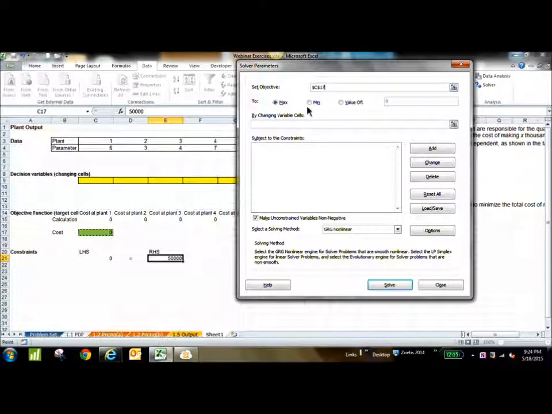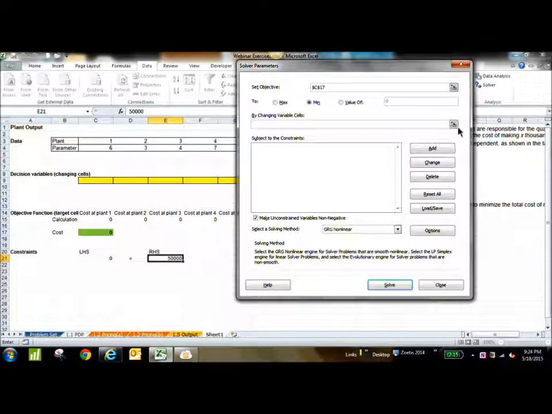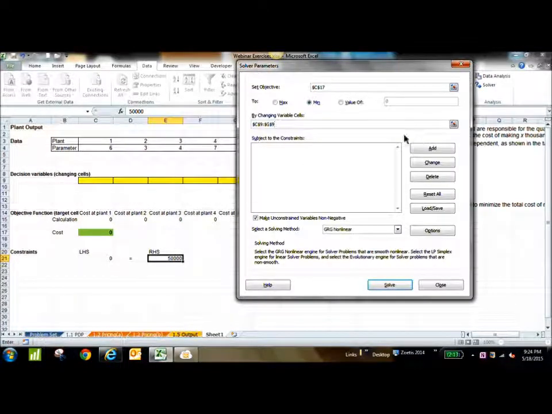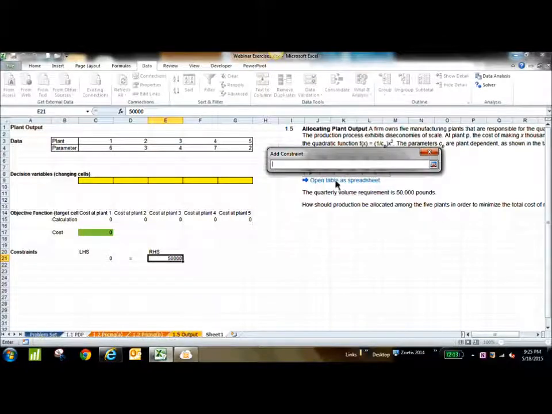And here we're not talking about maximizing costs, we're talking about minimizing costs. And as I mentioned, these are the only two that you'll be using in this course. The change in cells, you see what I do is I click this, and then I go and select the change in cells, my yellow cells. And then this is the section for the constraints. I click Add, and I click my left-hand side. And I go back just by clicking this again.